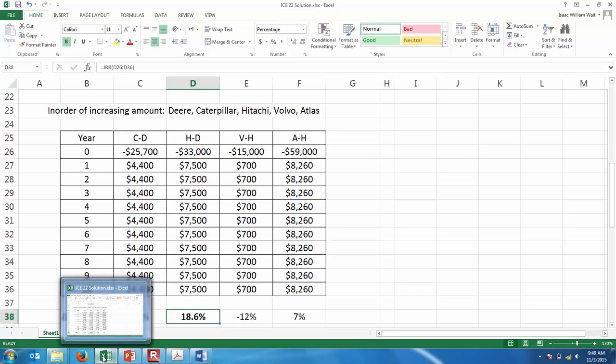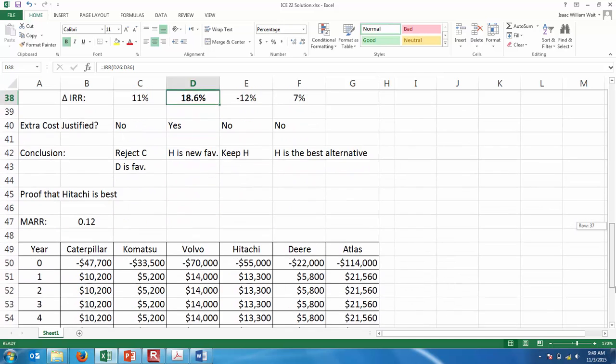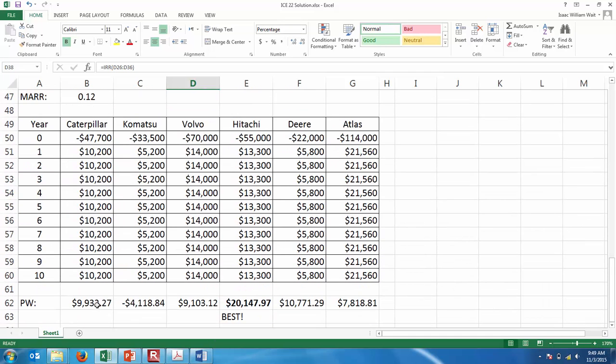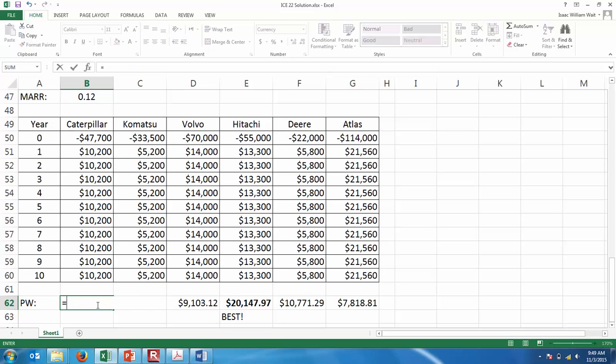Yes? Can you just show her the NPV again? Yes. The NPV will take future values to the present. So equals NPV at our MARR, the rate of 12%. You highlight all of these values that are in the future, and then you have to manually add in this year 0 amount because it's already in the present. The year 0 amount is not included in the NPV function because it's not in the future. Then you press enter on that.